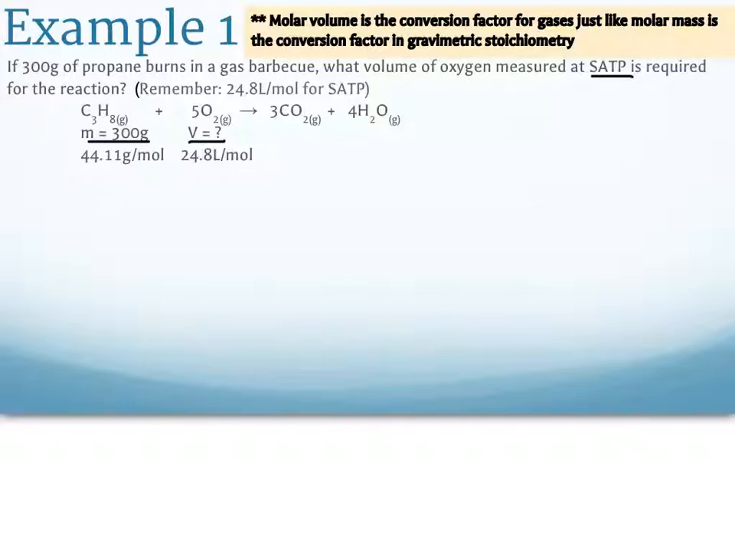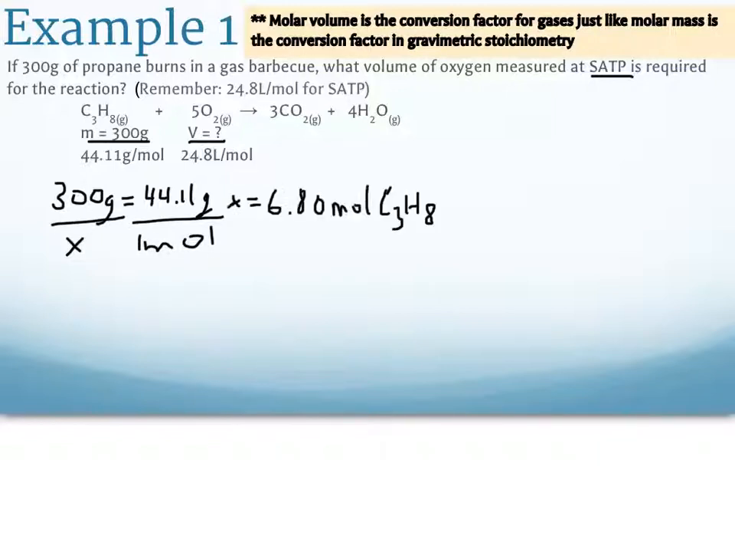I will first do it using proportions, then I will do unit analysis. So I know that I have 300 grams, and I am going to set that up equal to 44.11 grams in 1 mole. So how many grams do I have in X moles? My answer there is I get 6.80 moles of C3H8, which is propane. Again, I'm not clearing my calculator because I want to keep all my decimals.